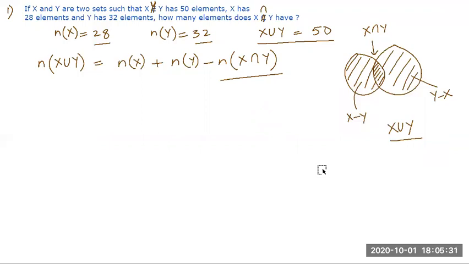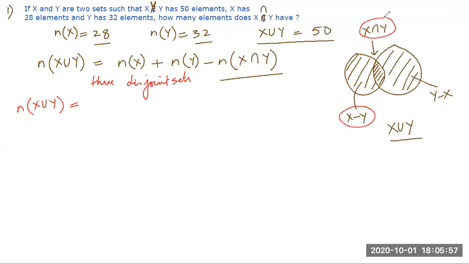So you see that we also know that N of X union Y is equal to the sum of elements of 3 disjoint sets. Three disjoint, sir. Yes, sir. So this is the first disjoint set, this is the second one, and this is the third one. Am I right?